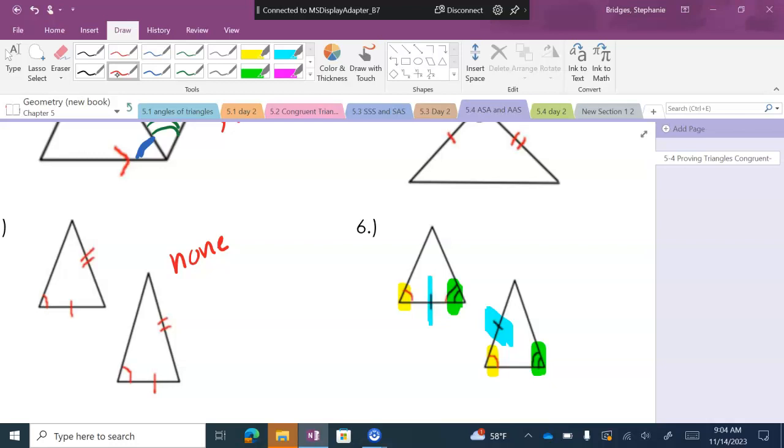So what would we say on this one? None, or not congruent, or however you want to say it. So number 5 and 6, if they don't look alike, it's wrong.